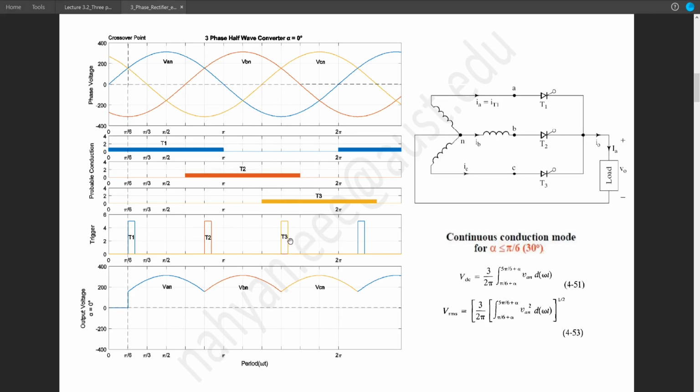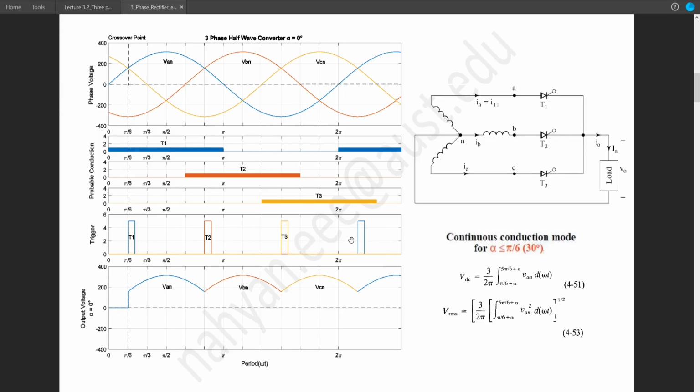So after triggering T3, since VCN is starting to rise beyond VBN, if we trigger T3 at this point, the load will be connected to terminal C and the load voltage will be equal to VCN. So we will copy the value of VCN right in this section.